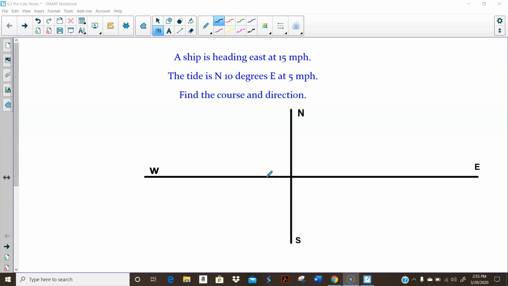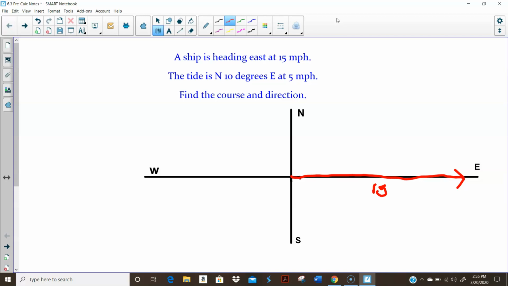A ship is heading east at 15 miles per hour. And so you're going to come here and you're going to have that ship moving to the east. So let's try that. So here's our ship and it's headed east. And so the vector, the direction is east, and we're going to put down the magnitude, which is 15 miles per hour. And I'm getting used to this pen still.